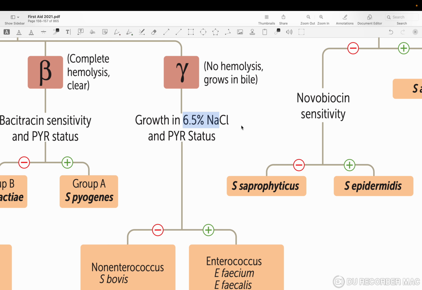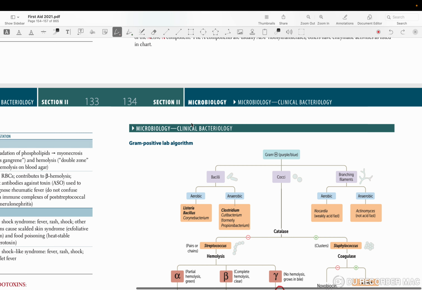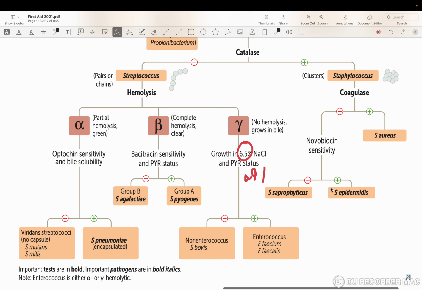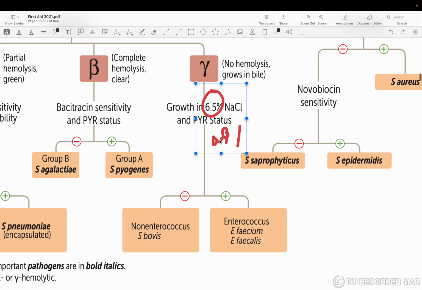Somebody wrote hyperosmolar. What is the normal percentage of NaCl solution that we give for the patient that represents the normal concentration inside of our plasma? 0.9%, correct. So not 90%, 0.9%. So if we say 6.5, is this high or low compared to 0.9%? Ridiculously high. So they can tell you the organism grows in a hyperosmolar media. This is exactly the same as telling you it grows at 6.5% NaCl. The exact same. Okay? Good. So let's take a look.